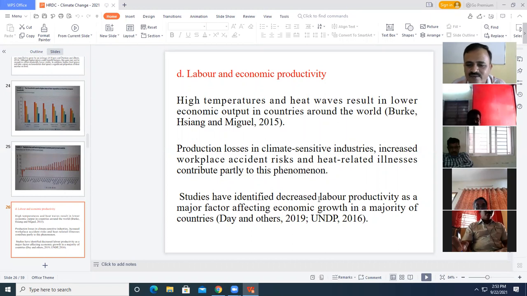And studies have identified decreased labor productivity as a major factor affecting economic growth in the majority of the countries. If the output decreases, naturally the GDP will decrease. The growth rate of the GDP will decrease. So along with several other factors, high temperature is one of the reasons.